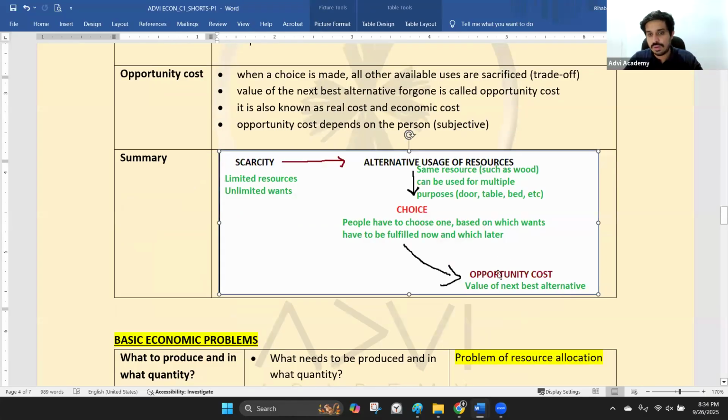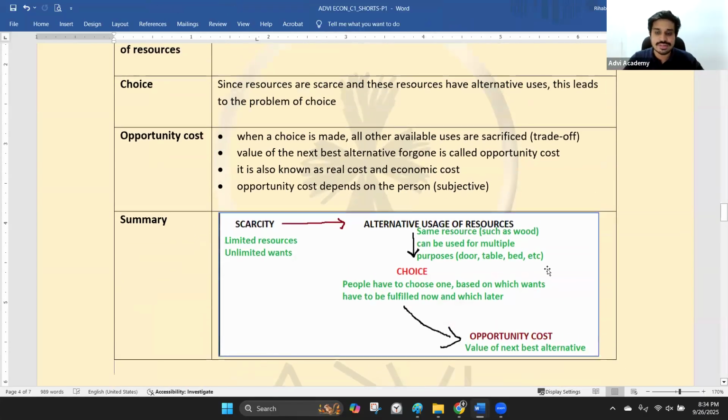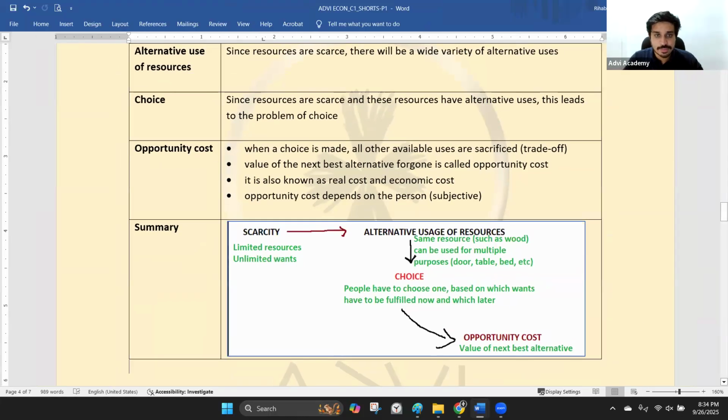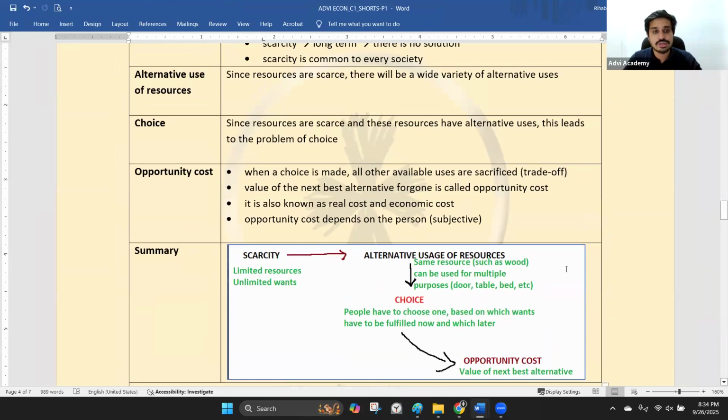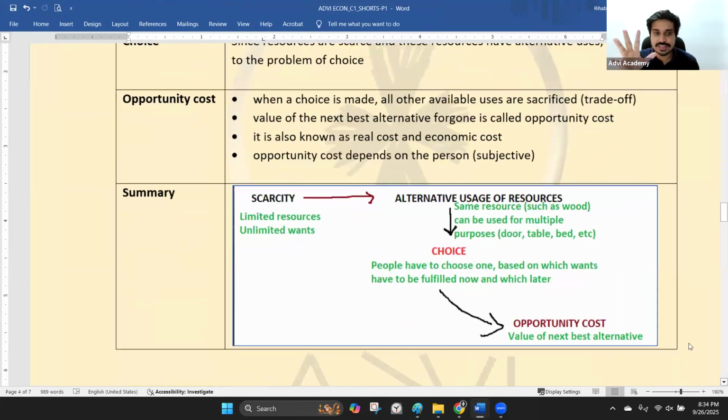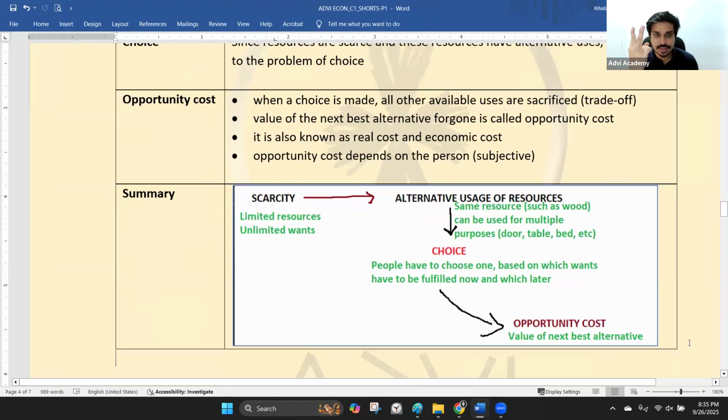This thing comes up a lot in so many different kinds of essay type questions also, right? Mega deal, sometimes students don't remember. You have to put this in your short note and you have to remember this, the summary. Look at this. We are saying what is scarcity now. In summary, what is scarcity? Limited resources, unlimited wants. That is scarcity.